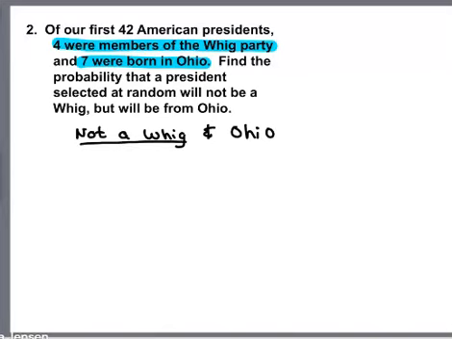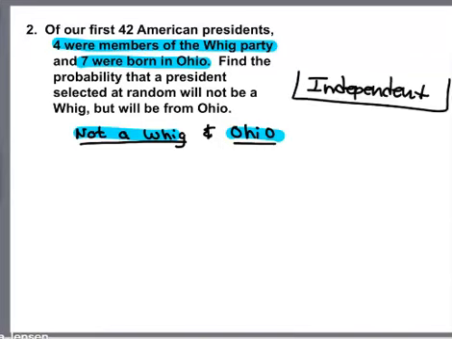So these are the 2 probabilities that we're looking at. Again, one event is that they're not a Whig, the other event is the probability that they're from Ohio. Now, does their political affiliation have anything to do with the state that they're from? No. The one does not affect the other at all. So because not being a Whig has nothing to do with being from Ohio, these are independent events. Okay?